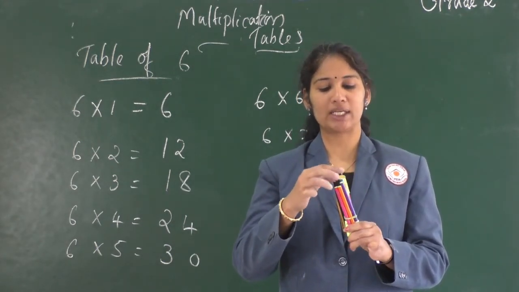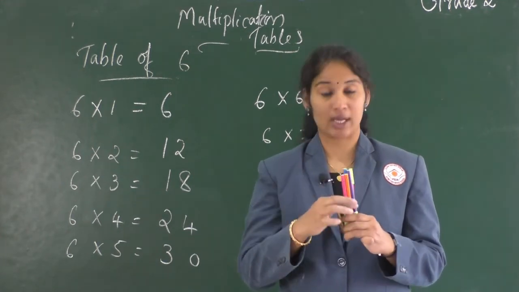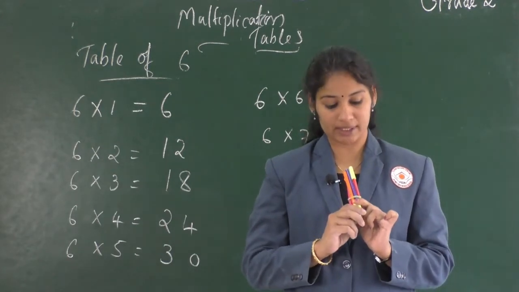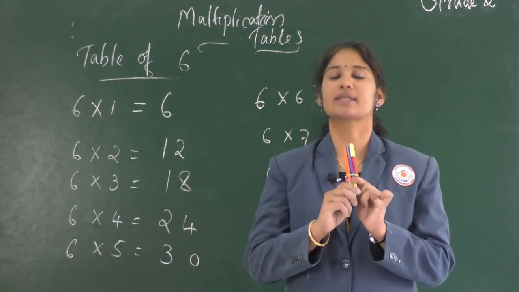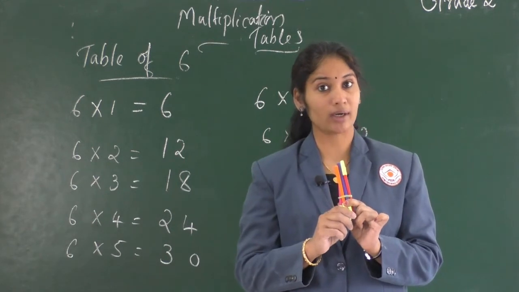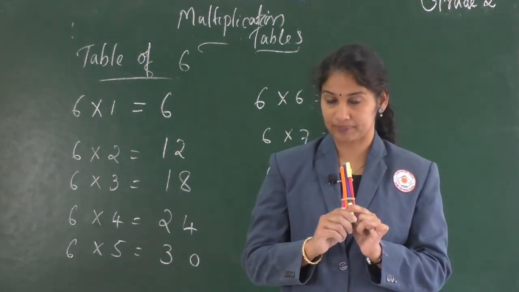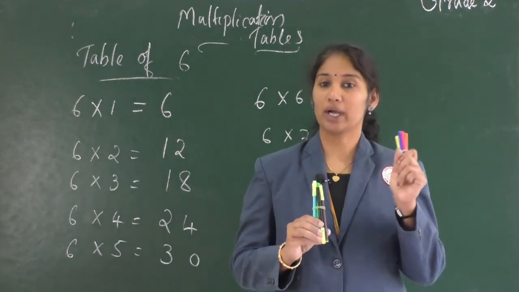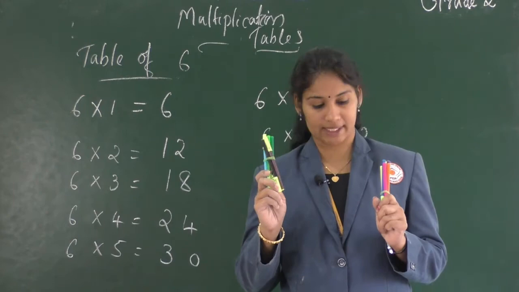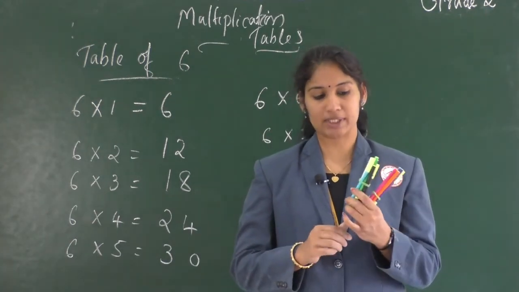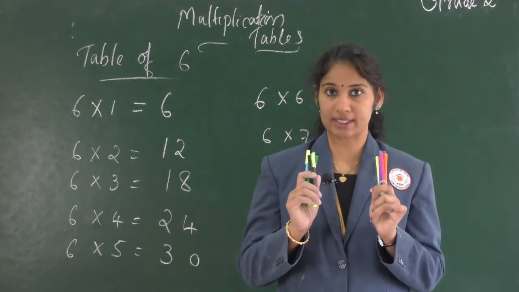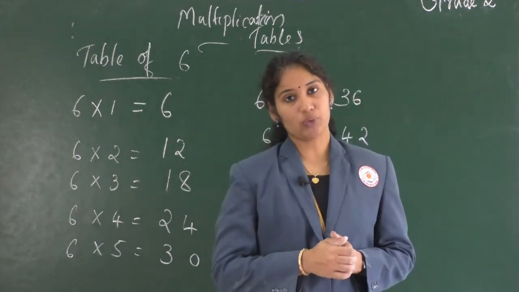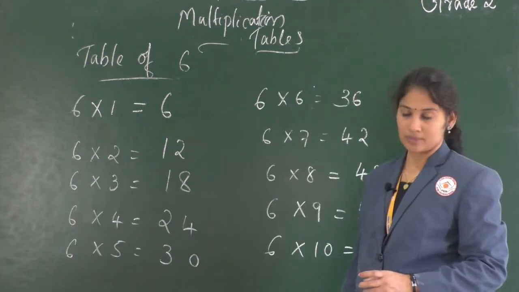1, 2, 3, 4, 5, 6. One group I have 6 sketch pens. So how many total number of sketch pens in the group? Yes, 6. So 6 into 1 is equal to 6. Children, now I have 2 groups. One group I have 6 and another group 6. What is the total number of sketch pens? Yes, 6 plus 6 is equal to 12. So 6 into 2 is equal to 12.